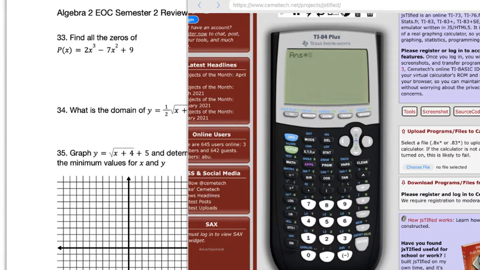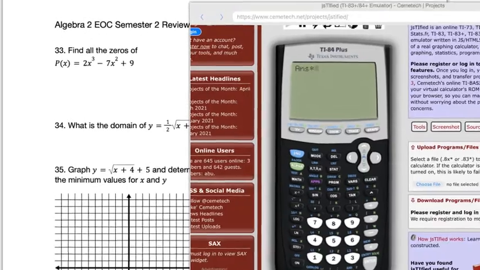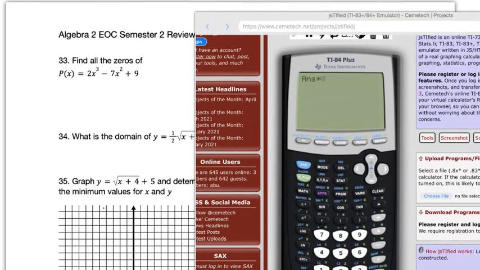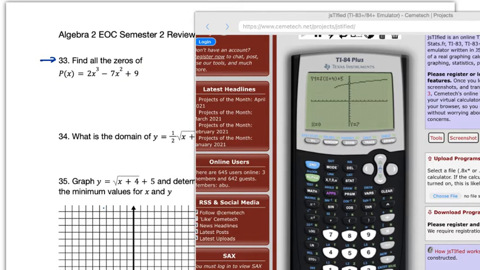So now going to problem number 33. This is, I guess, page 2 maybe of the calculator portion. So we have to find all the zeros here in number 33. So let's go ahead and do that. I'm going to use my calculator here. You want the zeros of a function. I'm going to do it the easiest way possible, which is graphing.